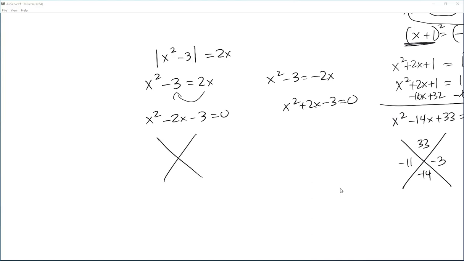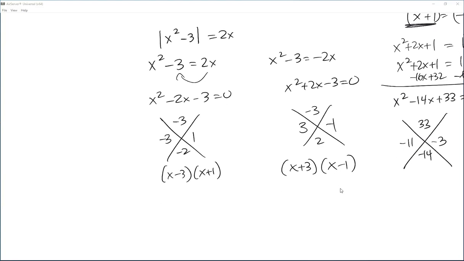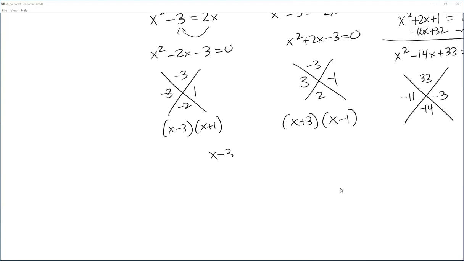So you factor this out, it'd be negative 3 and 1. So x minus 3, x plus 1. And then on this one, it's positive 3 and negative 1. So it'll be x plus 3, this one switches, and then x minus 1. So when you make them all equal to 0, x minus 3 is equal to 0, x plus 1 is equal to 0, x plus 3 is equal to 0, x minus 1 is equal to 0. The four solutions are 3, negative 1, negative 3, and 1.